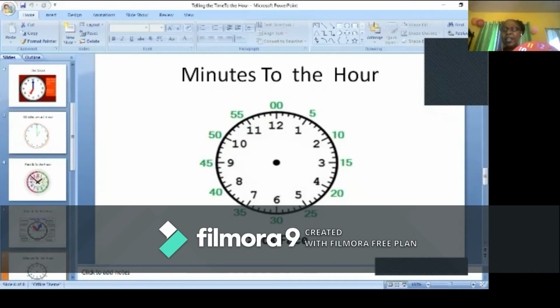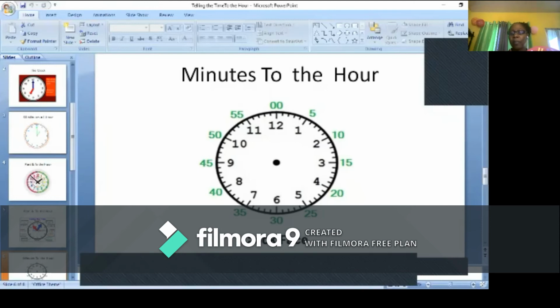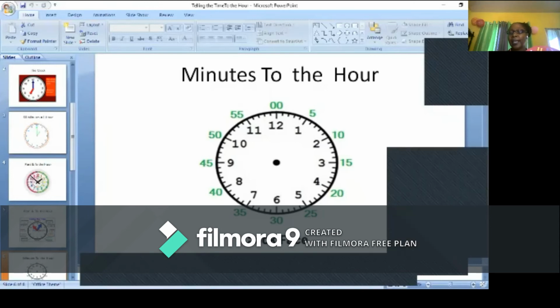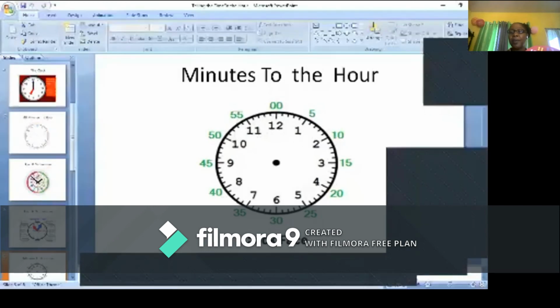Have we done that? Then you can hold up your clock so I can see that. Very good.